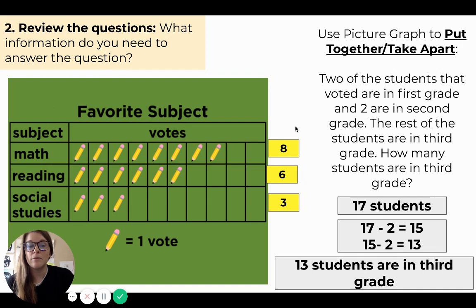Good luck, and remember to follow those 2 steps. Take a look over the whole graph first, label each row if you want to, and then review the questions by asking yourself, what information do I need to answer this question? Good luck and have fun.